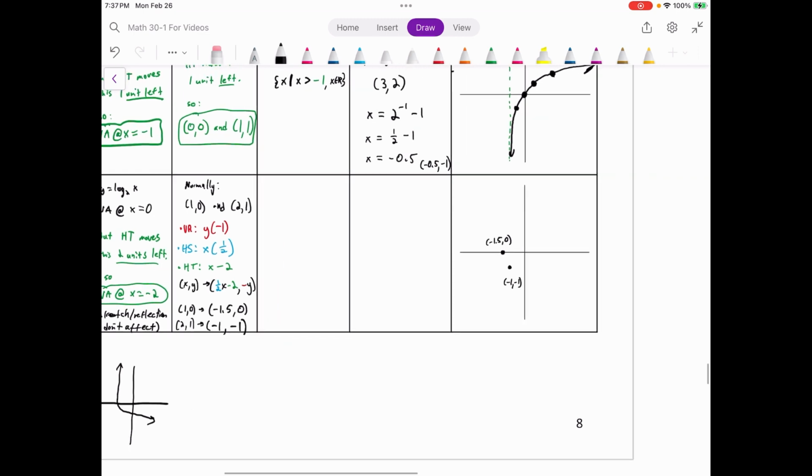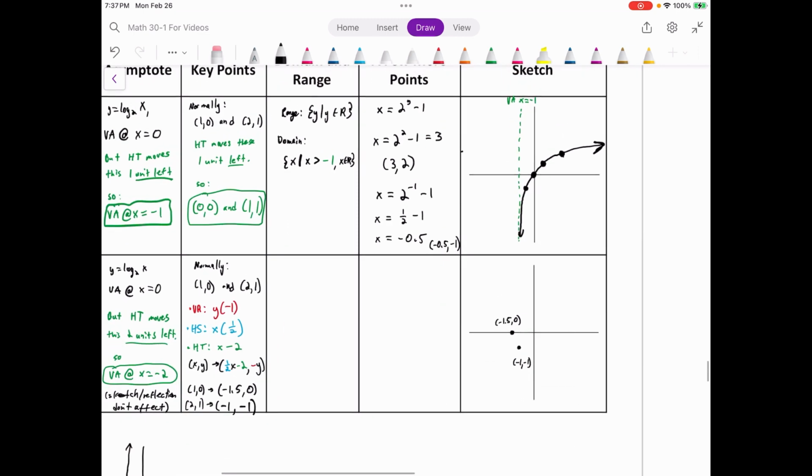Okay, now let's do the domain and range, and then we'll continue to sketch this thing. Our range, always pretty simple for logarithmic functions. Y is just, we can think of it as an exponent here. So it's the set of all y's such that y is any real number, because we can raise a number to any exponent we like.